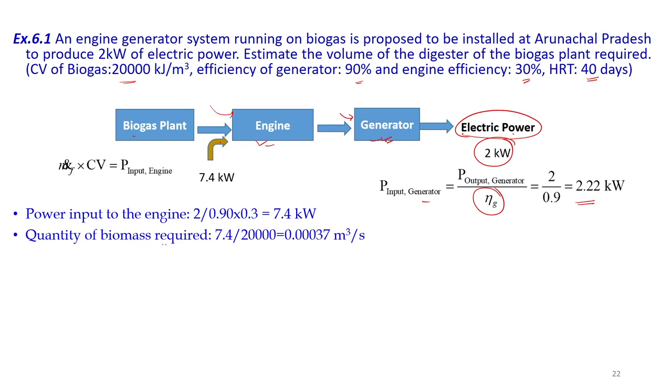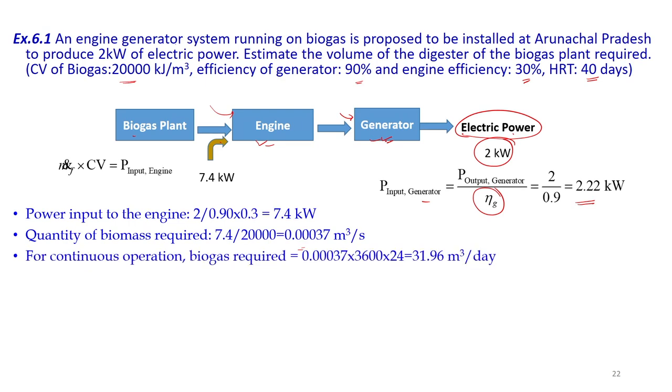The quantity of biomass required will be 7.4 kilowatt divided by 20,000 kilojoule per kg. This is a calorific value. So from here you can find out the quantity of biogas required, which is equal to 0.00037 cubic meter per second. So for continuous operation, biogas required is equal to this multiplied by 3600 into 24. So this is per second, we want for a day, so it will be 31.96 cubic meter per day.